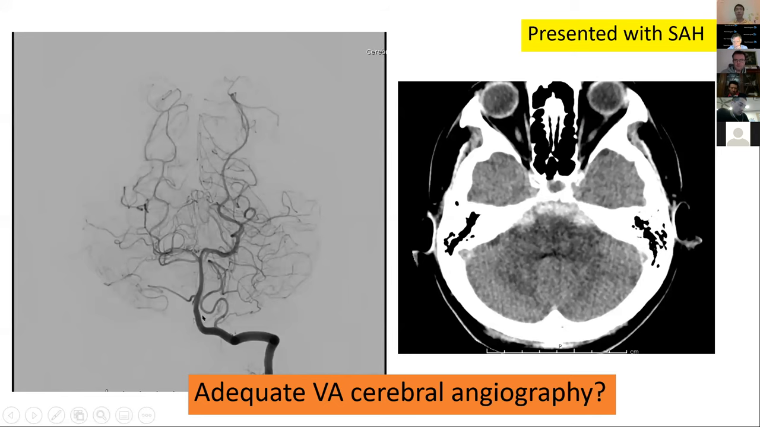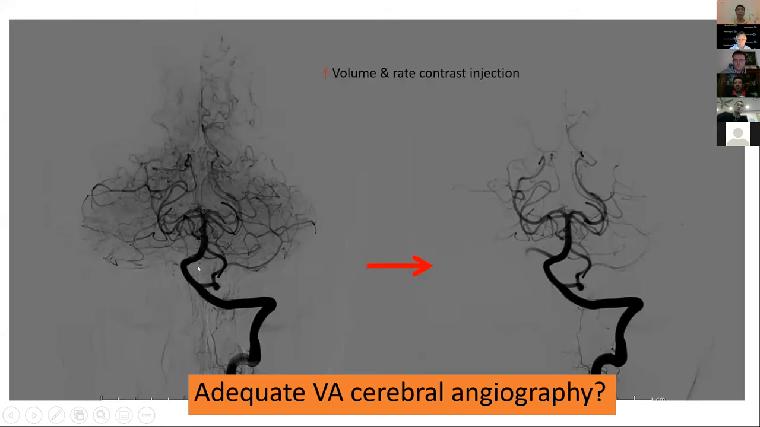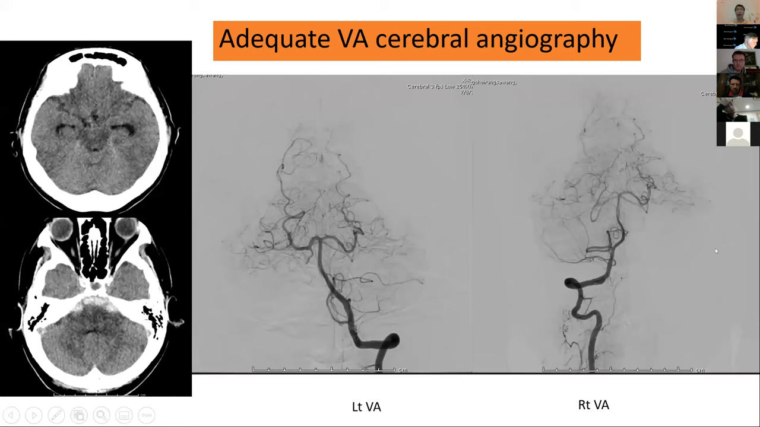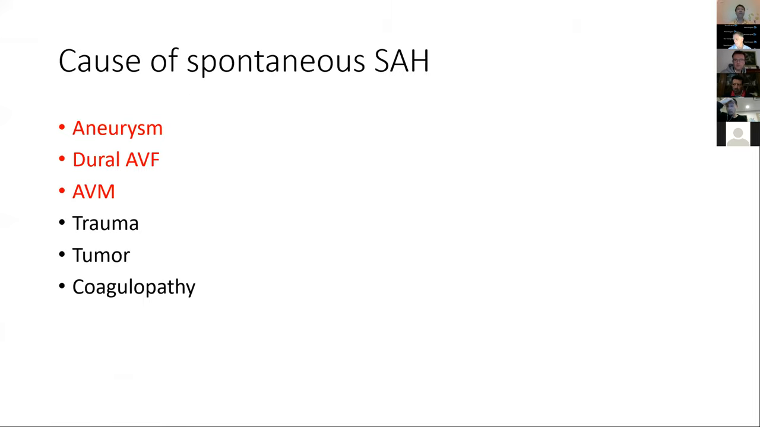In this picture, there is subarachnoid hemorrhage around the pontine area. Is this adequate for cerebral angiography? Not adequate, because we can see only the opposite side of the right VA. We should perform the right VA to get a clear view of the whole right PICA, which can represent the cause of the subarachnoid hemorrhage. It can come from many diseases.